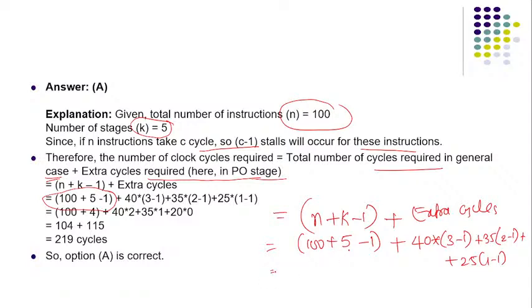So how much does it come to here? 100 plus 104, plus here 40 into 2, 40 into 2 is 80, 35 and the next is 0. So it is 104, 115, 219 cycles.